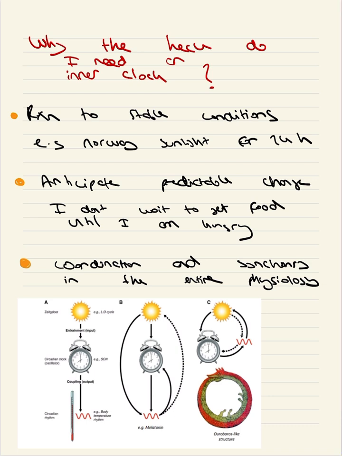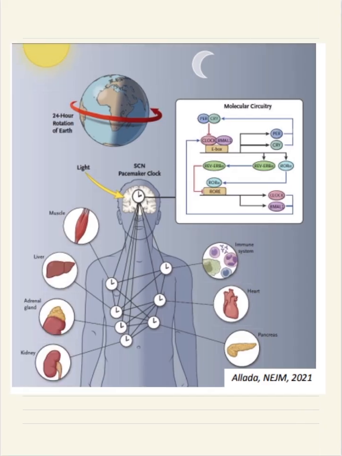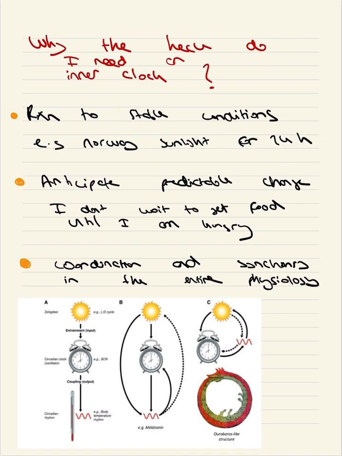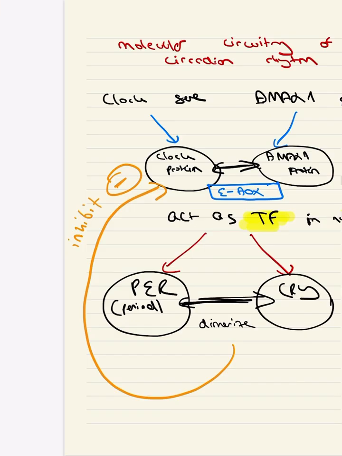Second, it allows you to anticipate predictable change. I don't wait to get food until I get hungry. I anticipate that I will be getting hungry at 7 p.m. because that's when I eat dinner every single day, for example. And the last is coordination and synchrony in the entire human body, in your entire physiology. Here you can see that all the organs are affected by the central pacemaker. This is very, very important. So it's your inner harmony.